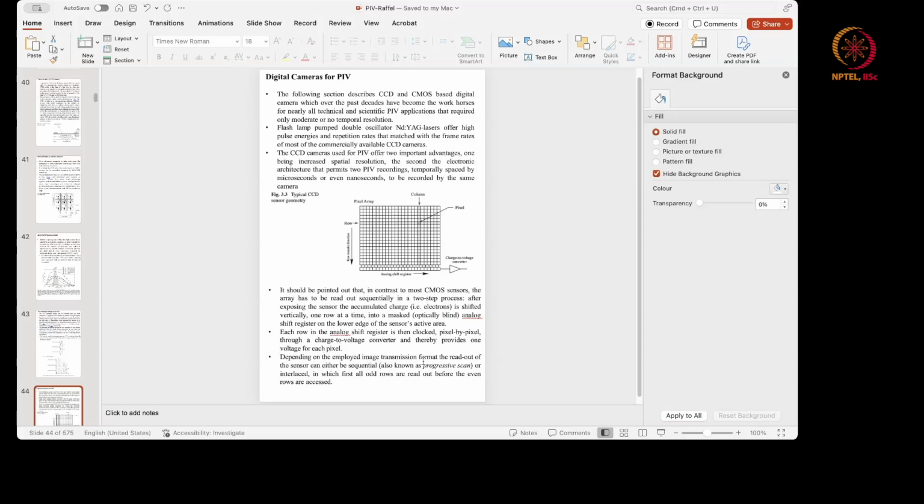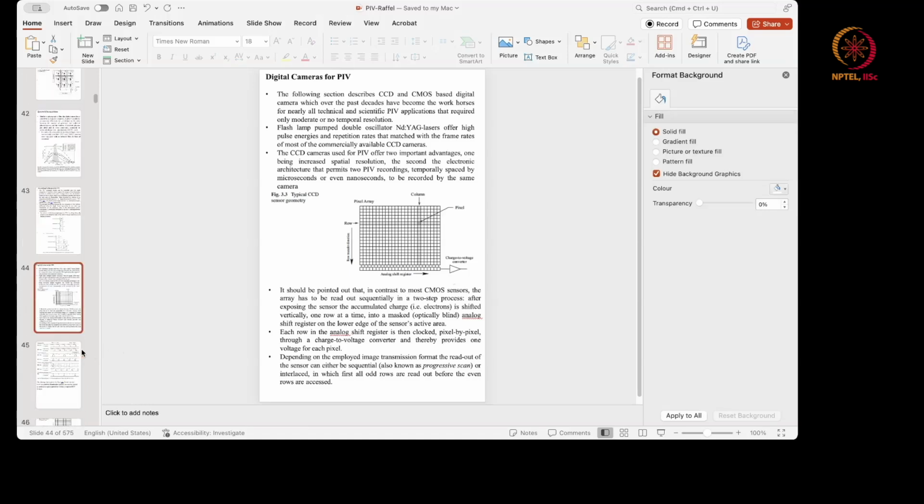Depending on the image transmission format, the readout of the sensor can be sequential, which is called progressive scan, or interlaced, in which first all odd rows are read out before the even rows. You can see these charges are shifted to an analog register, from where they are read out using a charge to voltage converter. This is how the principle works.